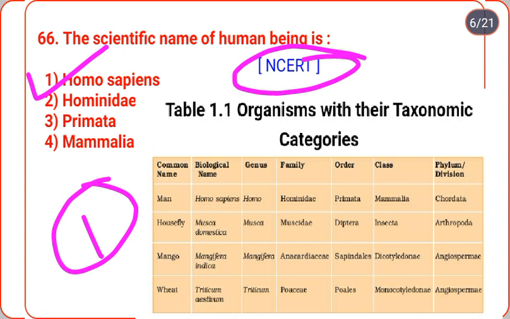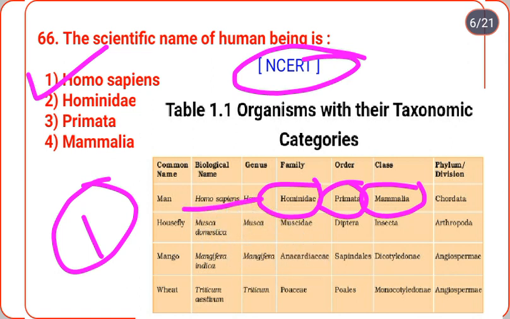And the remaining terms, hominid, primate and mammalia, are parts of the classification. Hominid is the family of man, primate is the order of man, and mammalia is the class of man. So in this question, Homo sapiens is our correct answer. And we should remember these four scientific names very carefully. That is very, very important for our exam, that is NEET or medical entrance exam. Okay guys, remember it very carefully. Man, butterfly, mango and wheat, the four names are very, very important.